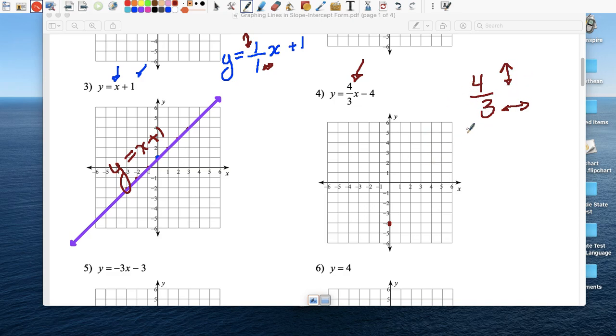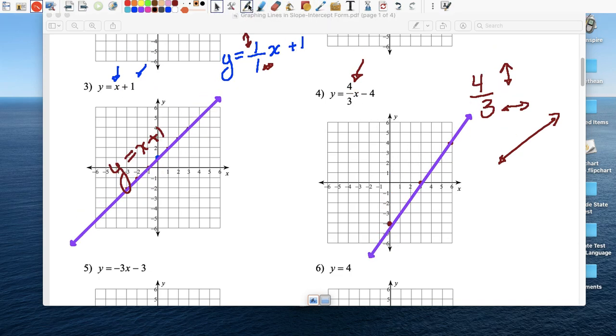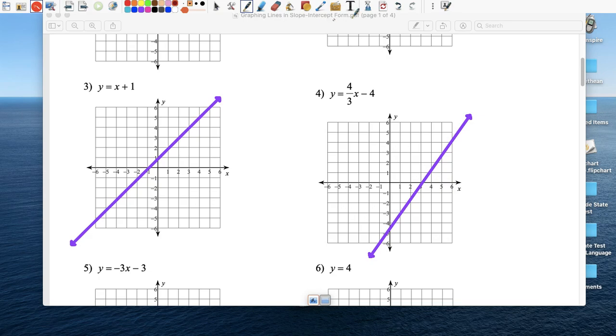So let's use that information. Again, positive slope, so I know our line's going to look like that. So from the y-intercept, count 4: 1, 2, 3, 4, and then 3 to the right. I don't have enough more room on this particular graph, so there. Right, so y equals 4 over 3x minus 4. Very, very simple.